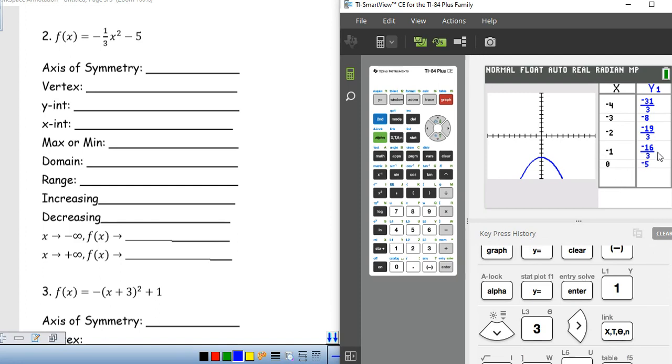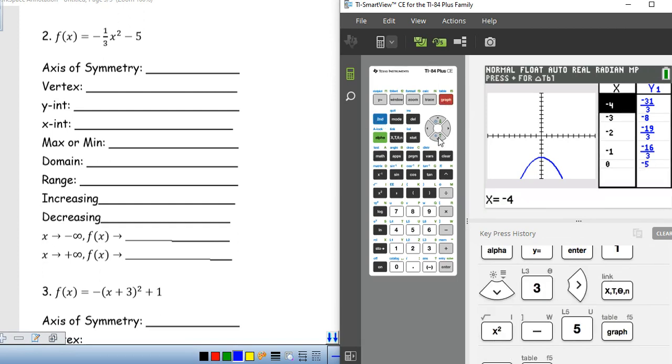One of the things that I would tell you to look for is a pattern. Right now, when I'm looking at the table, I don't really see a pattern. I could probably make a prediction of where my vertex is. 0, -5 is a pretty good prediction, but let's verify by looking at the table altogether. The way that you use the table is to do second graph. Then you can use your up and down arrows to move. And you'll notice that as you move up and down the graph, this cursor will move on the actual graph, showing you where these points are located.